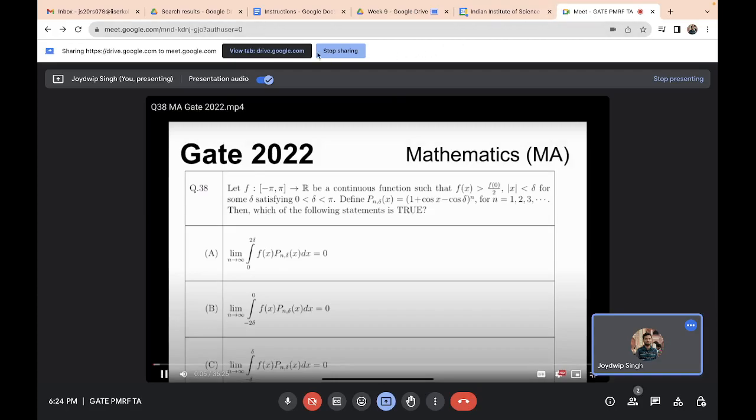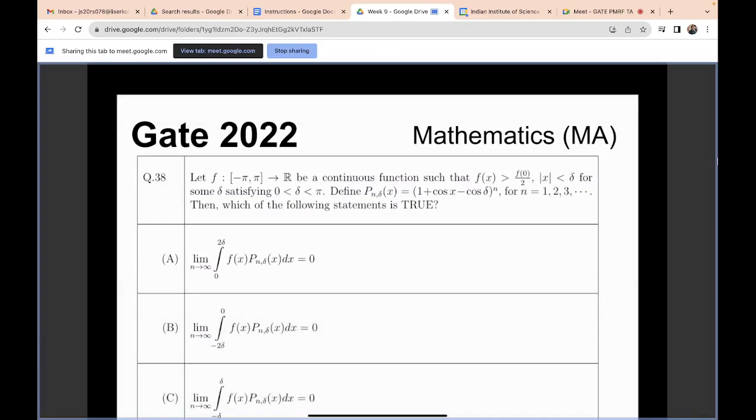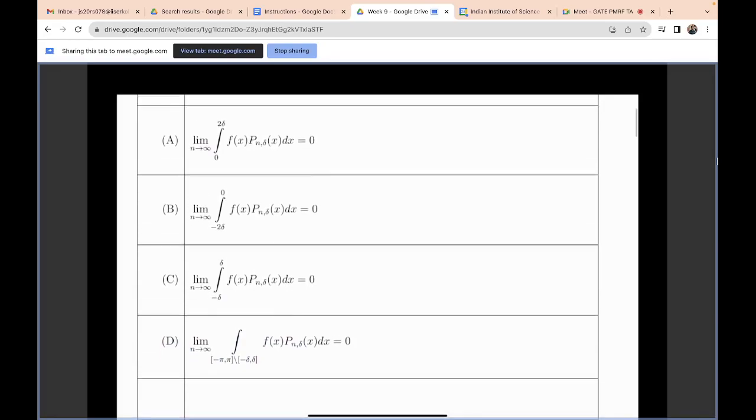Okay, so let's start. So today we'll solve GATE 2022 question from real analysis. So this is question number 38. What it is saying, that let f be a continuous function on minus pi to pi such that fx is bigger than f0 by 2 for mod x less than delta for some delta in 0 to pi. And let us also define p n delta of x to be 1 plus cos x minus cos delta whole to the power n for n belongs to natural numbers. Then 4 options are given. You have to check which one is or are correct. So these are the 4 options.